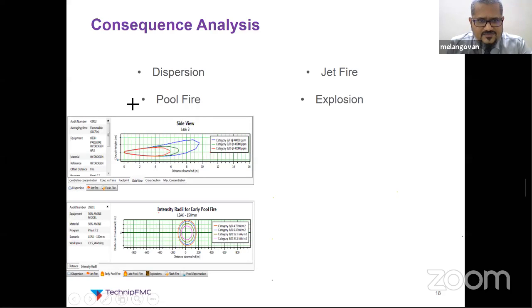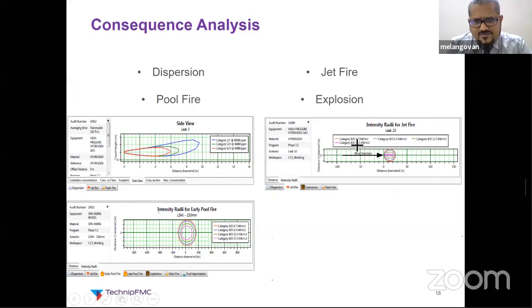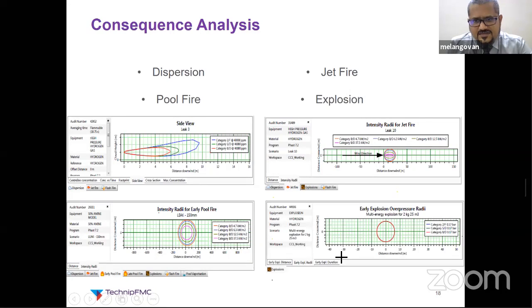The next will be the pool fire. For example, I have simulated for some other flammable liquid material. If that is ignited, what will be my radiation level from the pool? That will be given as a result in this graph. Likewise, for the jet fire, what will be my radiation distances? Likewise, for explosion, what will be my overpressure? Based on this overpressure, we need to locate our buildings and other vulnerable objects outside this explosion overpressure gradient.